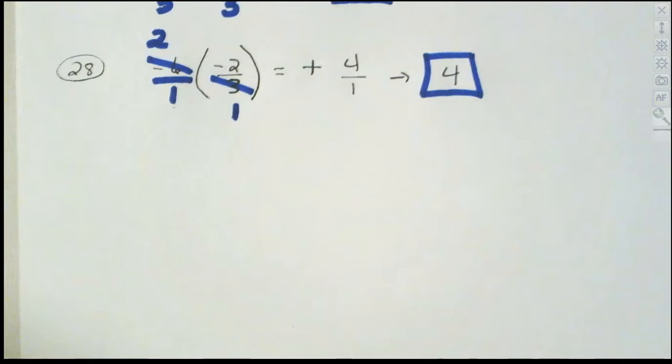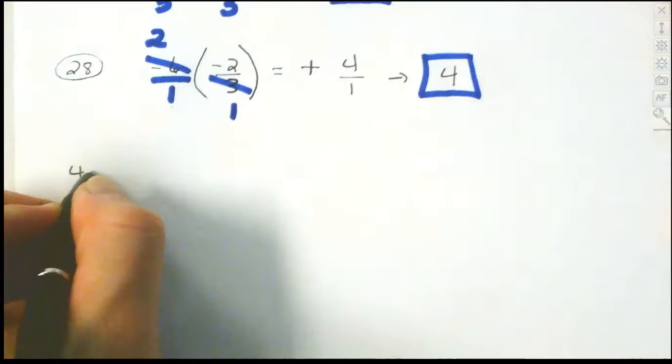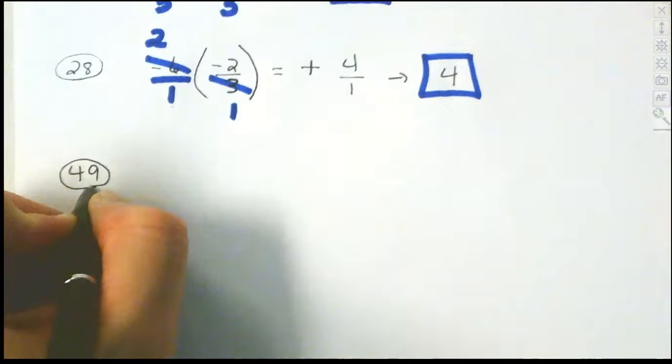Let's try another one. This one's got a lot of different things going on. How about question 70? Well, let's make sure we know the difference between these. Let's look at 49 and 51. Just to make sure we know the difference between 0 and undefined.